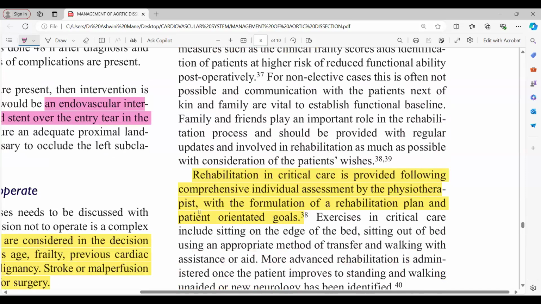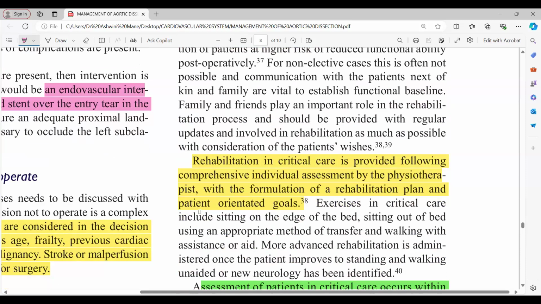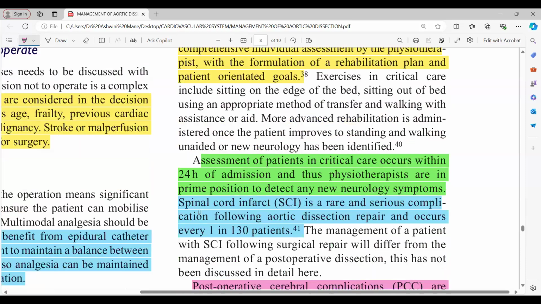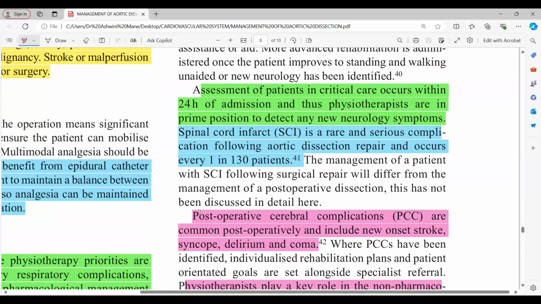Now, rehabilitation in critical care is provided following comprehensive individual assessment by the physiotherapist with formulation of a rehabilitation plan and patient-oriented goals. The assessment of the patient in critical care occurs within 24 hours of admission, and thus physiotherapists are in a prime position to detect any neurological symptoms. Spinal cord infarct is a rare and serious complication following aortic dissection repair and occurs in 1 in 130 patients.